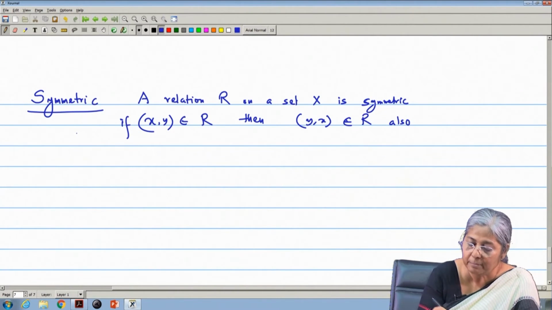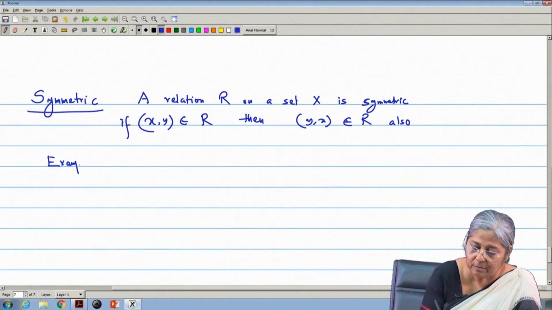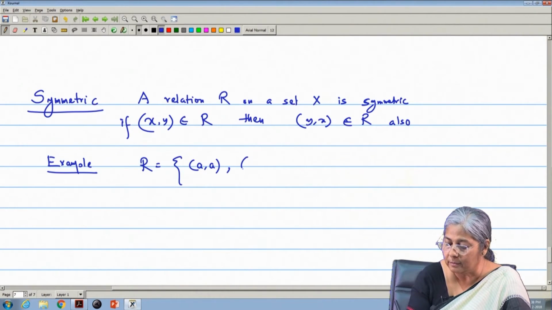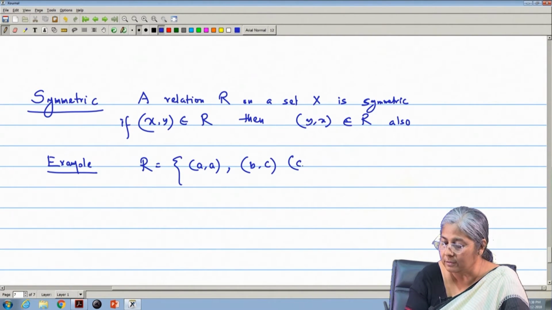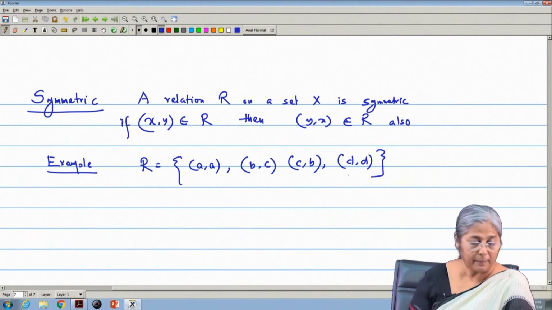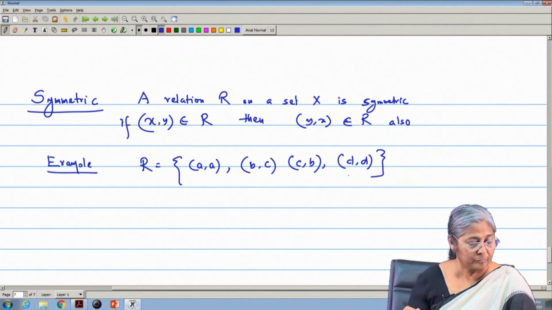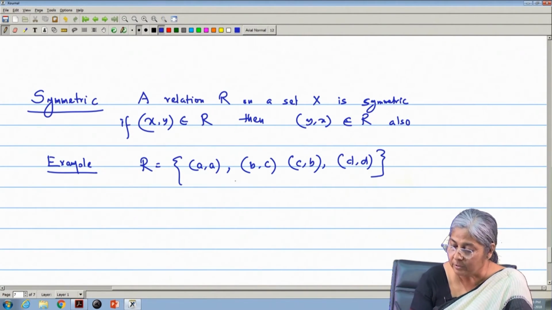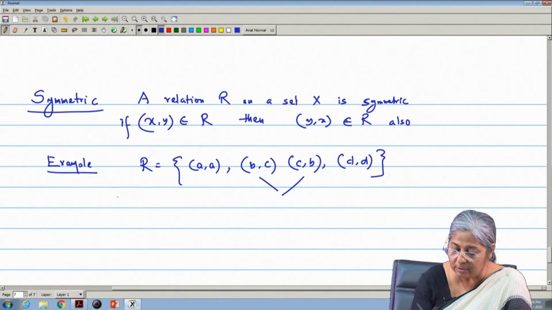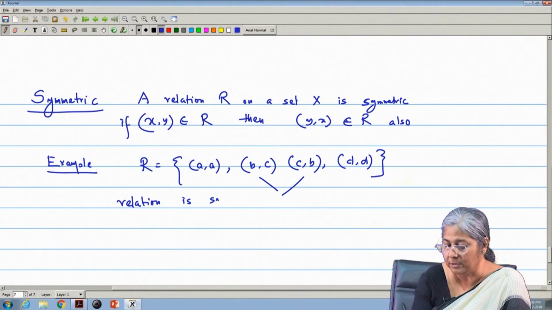And if we see that same example, the relation R, say AA, then BC, then CB, then DD. Then this is symmetric because BC is there, then CB is also there. So, this relation is symmetric.